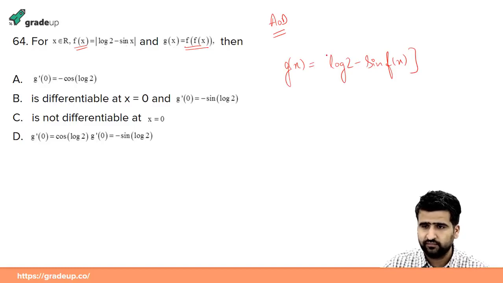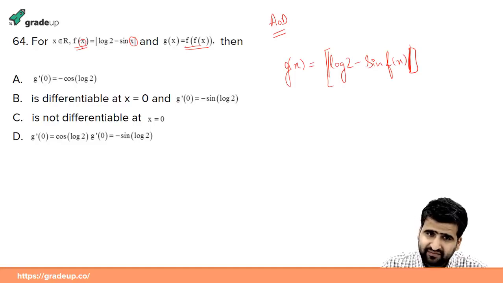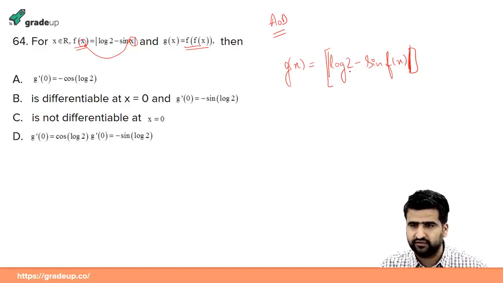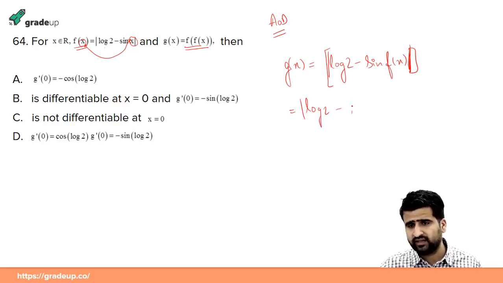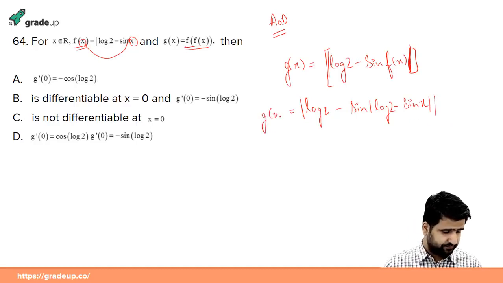Now if you see very carefully with a modulus sign, f(x) is log 2 minus sin x. So if I have f of f(x), this x will be replaced by f(x), so I will get f(x) on both sides. And then if you again put the value of f(x) here, you get log 2 minus sin of (log 2 minus sin x). So this is the value of g(x) which we finally get.